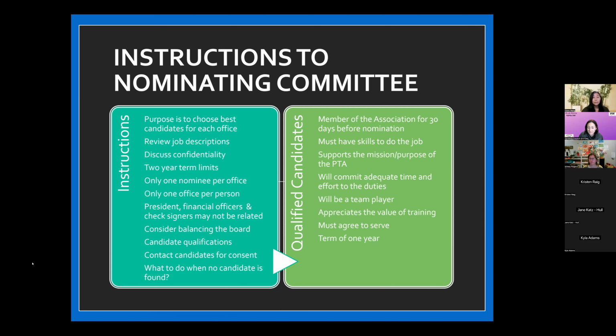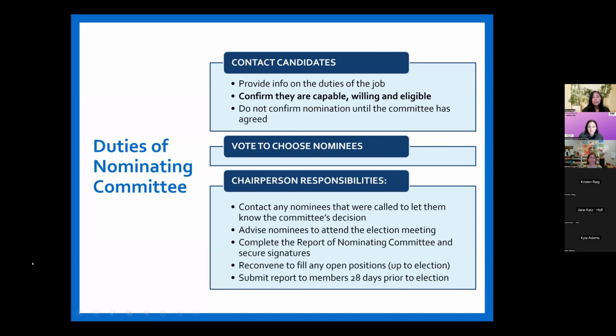All right. So the duties of the nominating committee: to contact the candidates, provide the info of the duties of the job, confirm that they are capable, willing, and eligible. You cannot put somebody on the slate who has not agreed to be on the slate.